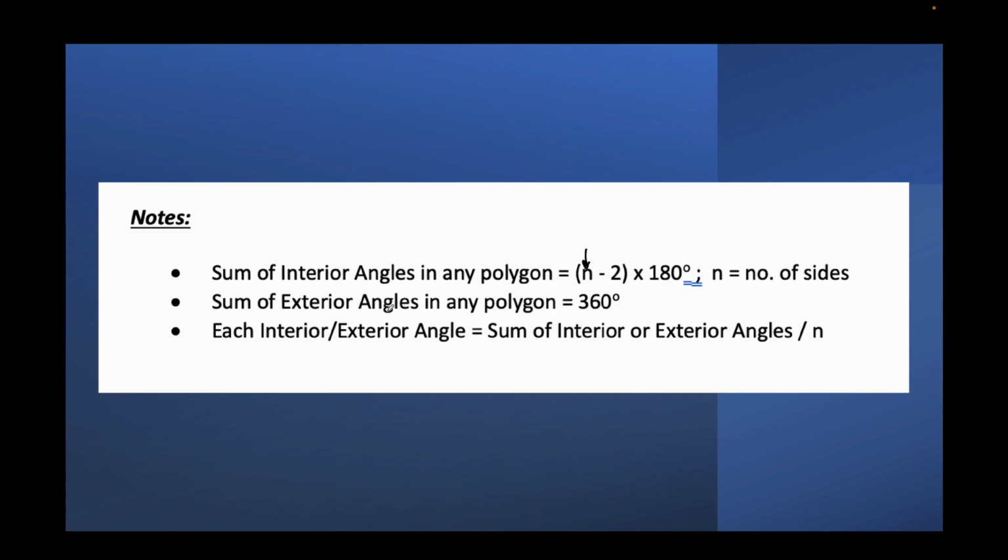Next, the sum of exterior angles in any polygon is 360 degrees. So whether it is a regular polygon or an irregular polygon, if we have to find the sum of exterior angles, that will always be 360 degrees. For example, let's say there are 5 exterior angles and you are given 4 of them and you have to find the 5th exterior angle. Then you can add those 4 exterior angles and subtract that from 360 degrees, and you can find your 5th exterior angle.